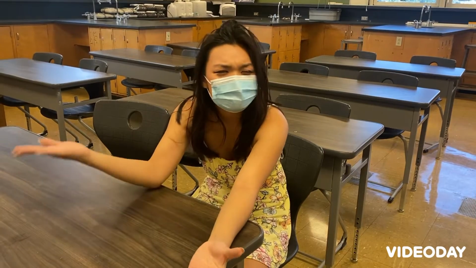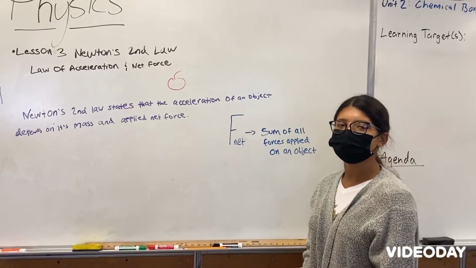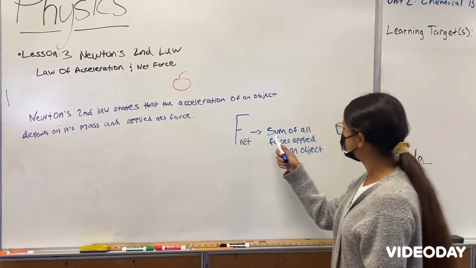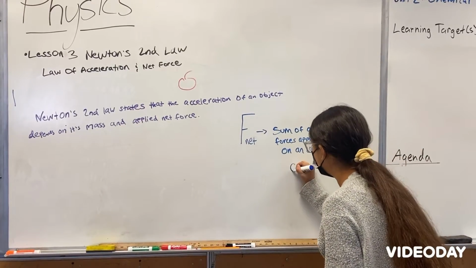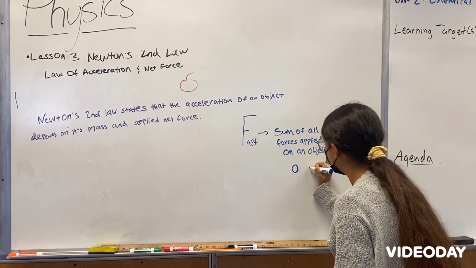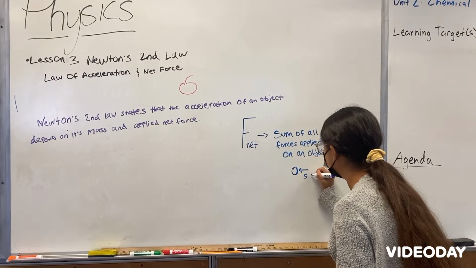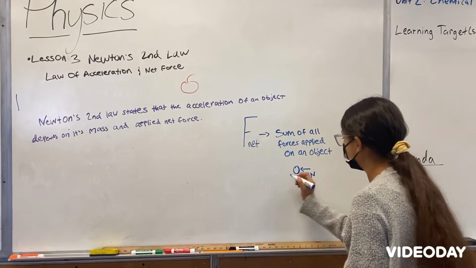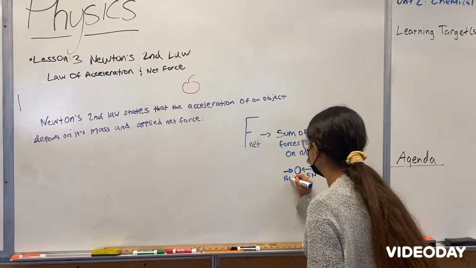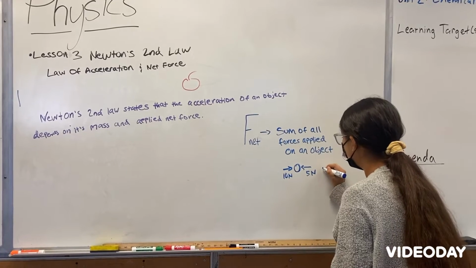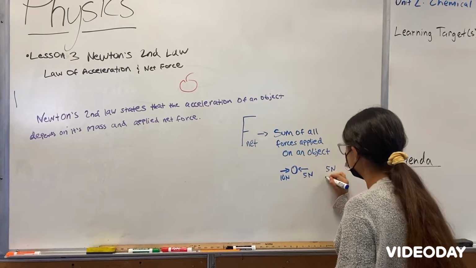But miss, what's a net force? Great question, Xiyena. Well, the net force is the sum of all forces applied on an object. So here you would have a ball, and say a force of 5 newtons is applied to the right, and then another 10 newtons is applied to the left. So the total would be 5 newtons to the left.